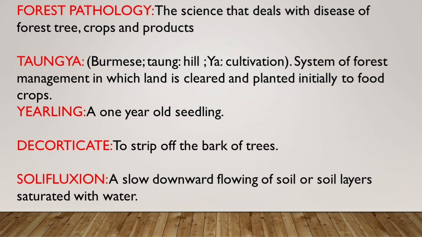It is a system of forest management in which land is cleared and planted initially to food crops. Another one is yearling. Yearlings are 1 year old seedlings. Another one is decorticate. It is repeated. And last one is solifluxion, a slow downward flowing of soil or soil layer saturated with water.